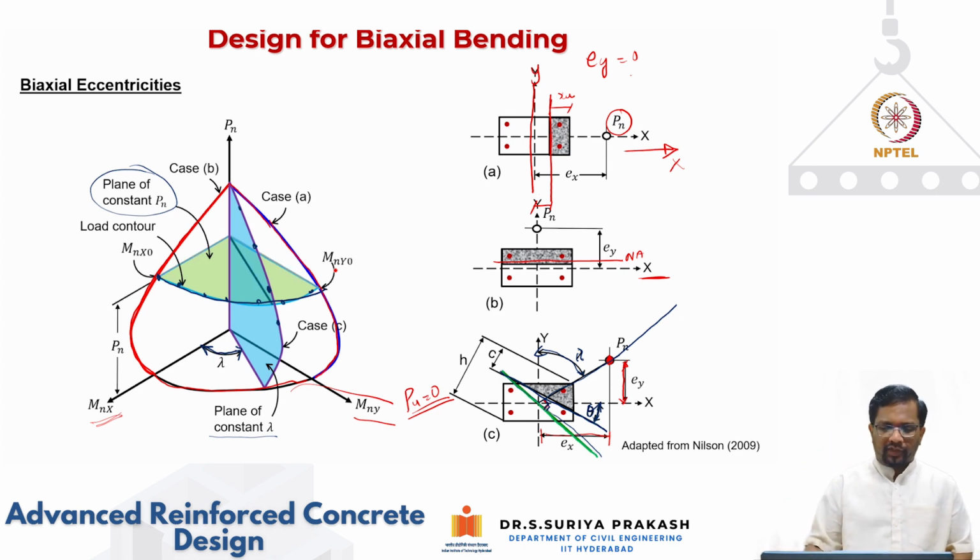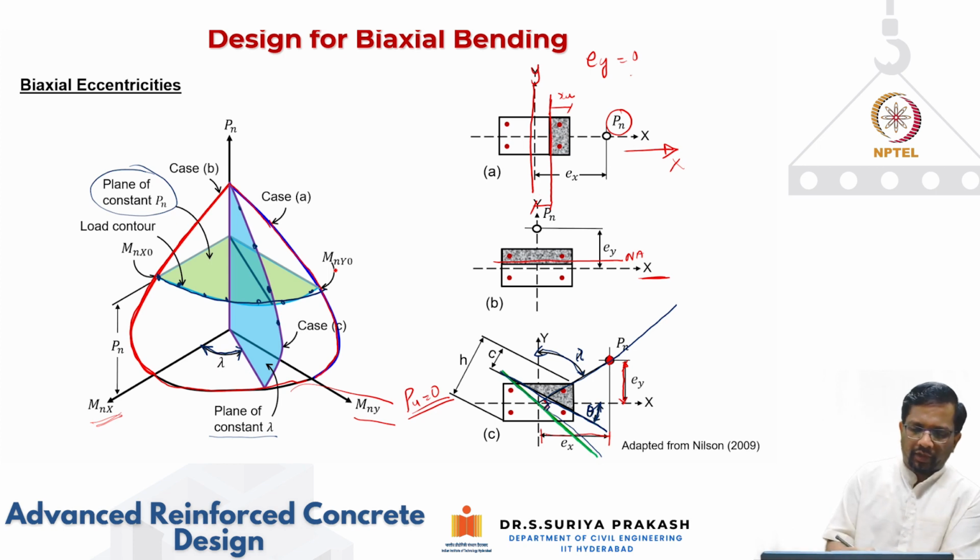So for example, if I'm taking it here, this is what we call a load contour, and wherever this is hitting the uniaxial case, this is your uniaxial bending capacity.